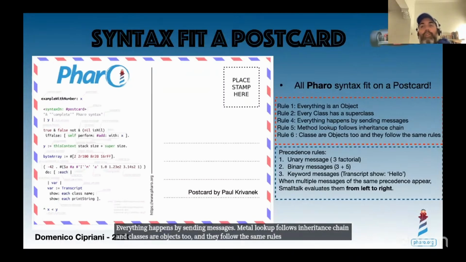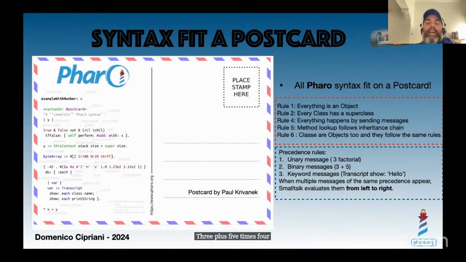And then the precedence rules are also very easy. Unary messages first, binary messages then, and then keyword messages. When there are multiple messages with the same precedence, they go from left to right. So for example, 3 plus 5 times 4 would be 32.